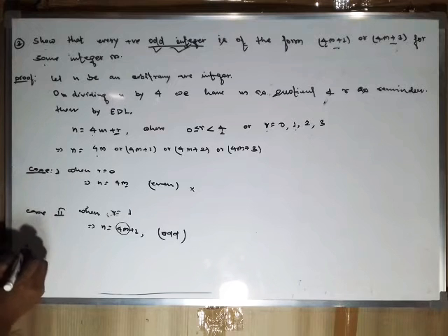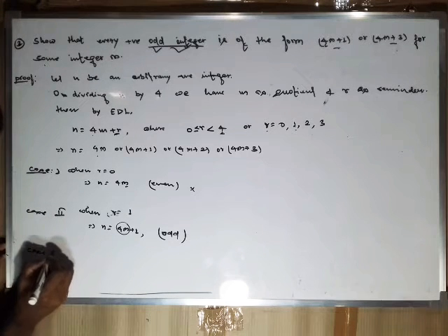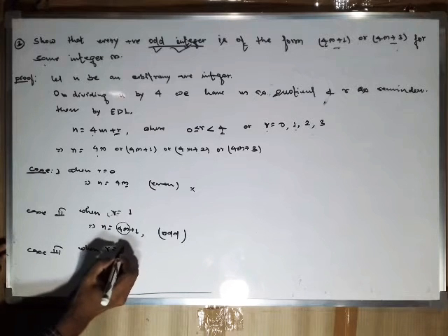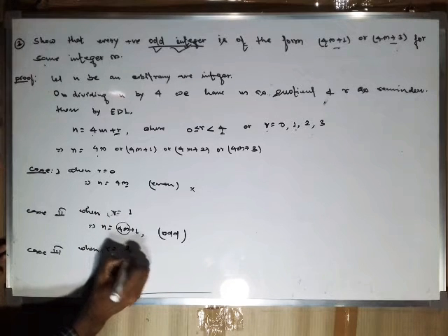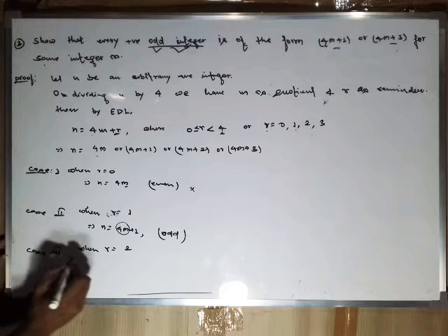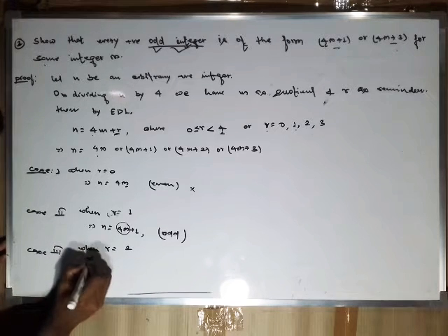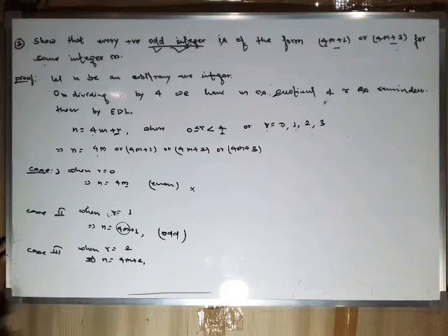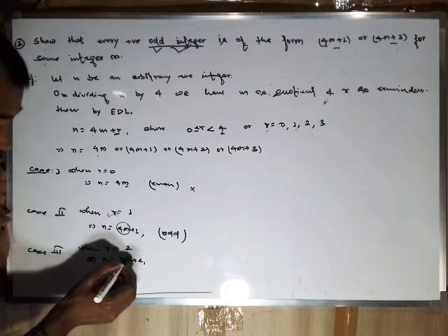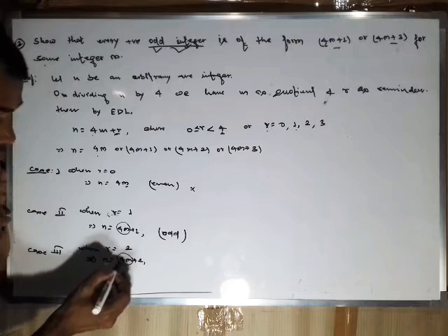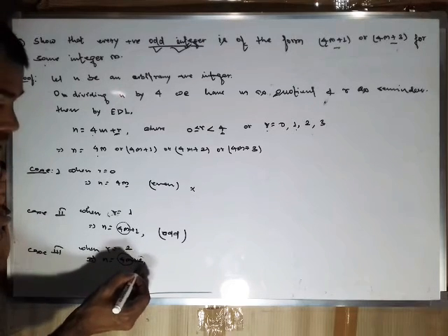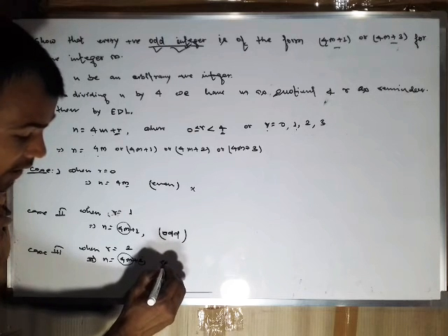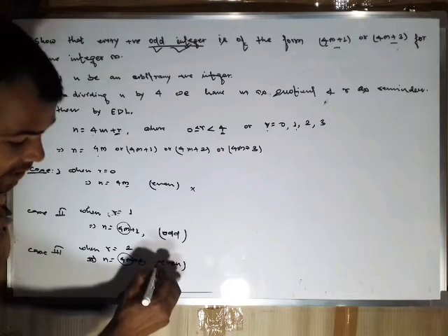Clear? Case third, when r is equal to 2. Clear? In this case, this implies that n is equal to 4m plus 2. Clear? You can see that 4m is completely even, and even plus even is always even. Means in this case, once again, n is clearly even.